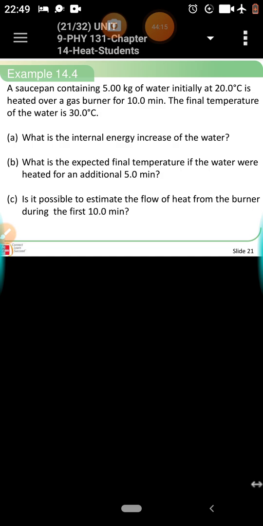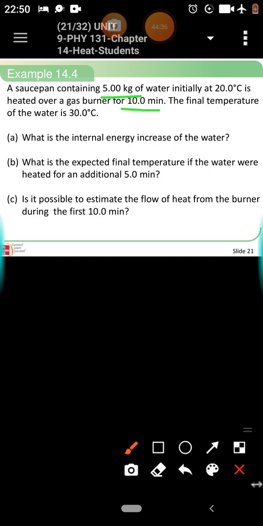So the next example here, we have a saucepan containing 5 kg of water initially at a temperature of 20 degrees, heated over a gas burner for 10 minutes. The final temperature of the water is 30 degrees. So what is the internal energy increase of the water?